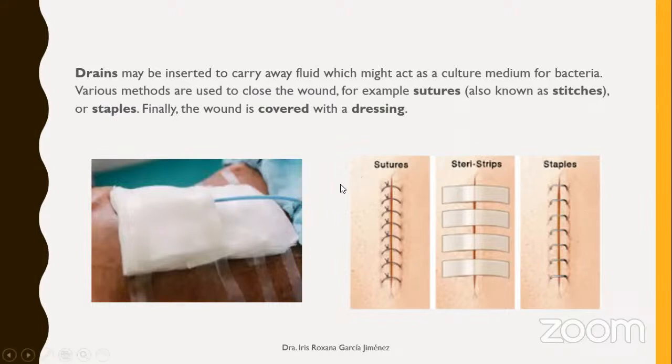Finally, we can see the wound is covered by this dressing, the big one. The dressing is usually made of gauze, and we can check that the drain is working because we have a part of it in a frame, and we can check how the fluids are going out, right?